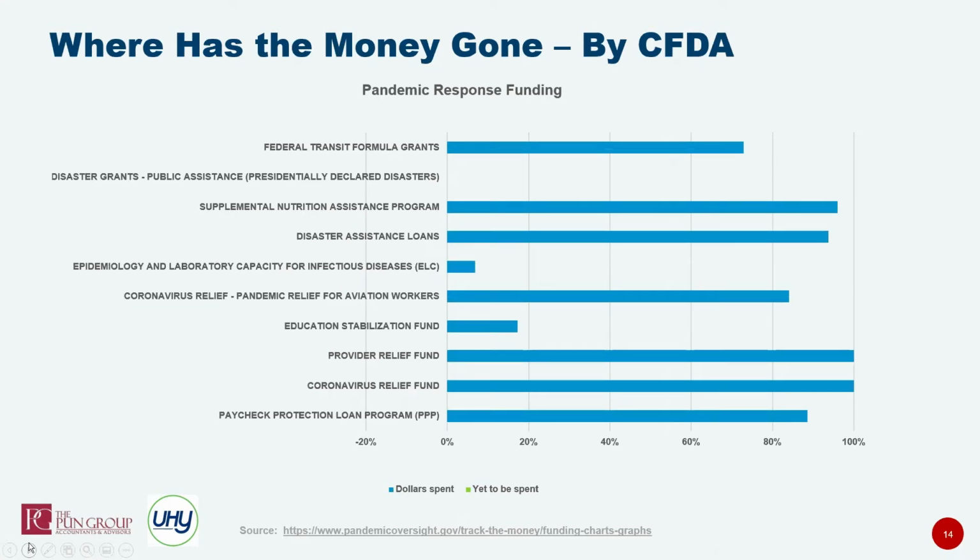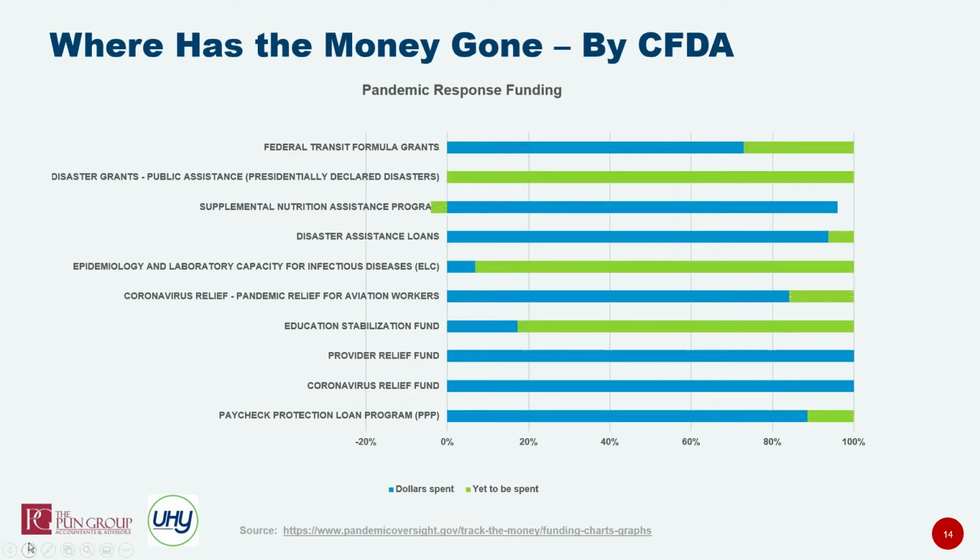Under the disaster grants, this is real-time data, the funds have not been spent because they're still doing the allocations and finalizing those. But those are yet to be spent. And there was a negative adjustment on the supplemental nutrition of about $1 million.